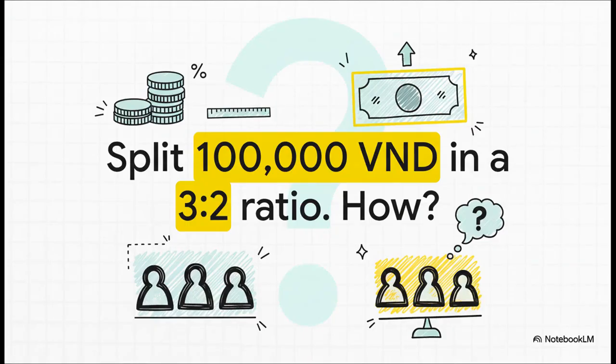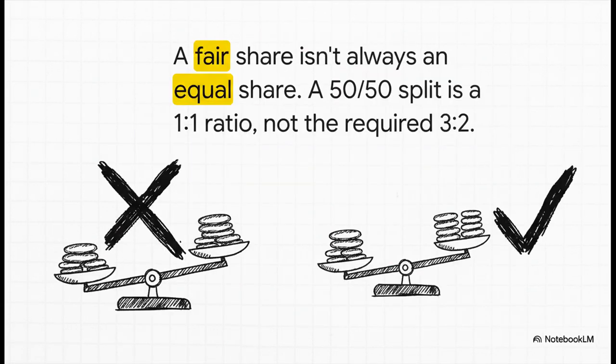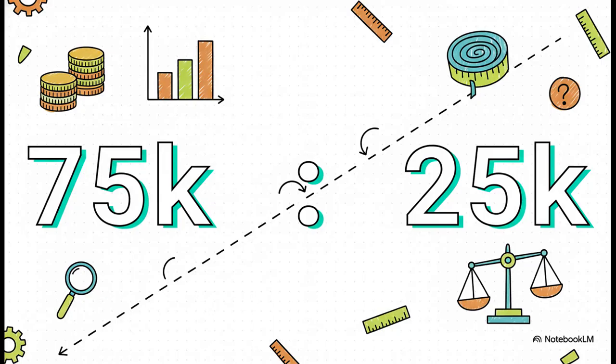You're the older sibling, so you get 3 parts, they get 2. Now splitting it 50-50 is equal, but it doesn't follow that 3-to-2 ratio your mom set. What about this? Well, it adds up to 100,000, but that's a 3-to-1 ratio, so not quite right.